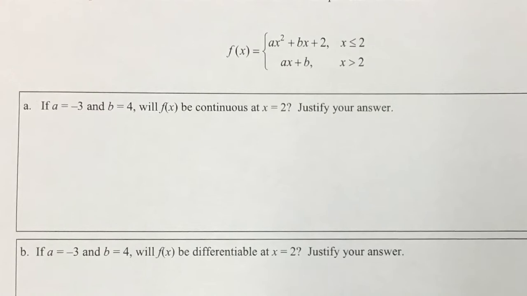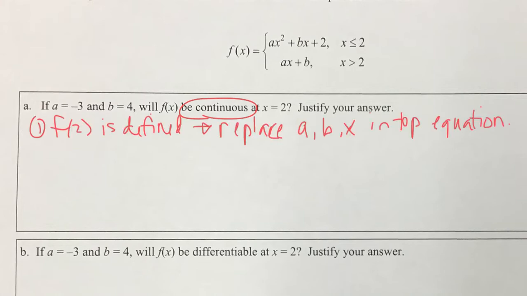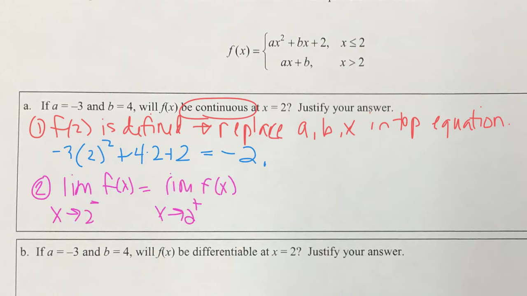So for continuity, two things have to be met. When we replace a, b, and x in your top equation, we get something like this, -2. So f of 2 is defined, and f of 2 equals -2. Check. That's fantastic. Now the next thing we have to do is show that the limit from the left equals the limit from the right.